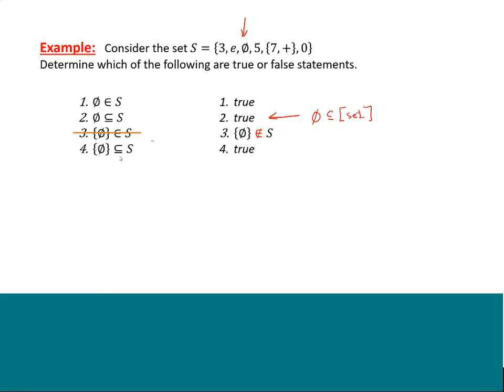This one here is probably the most tricky question of all four of them. It's not really a trick, it just feels weird. Anybody have a guess why that's true, or why that would work? All right, I'm seeing no guesses.